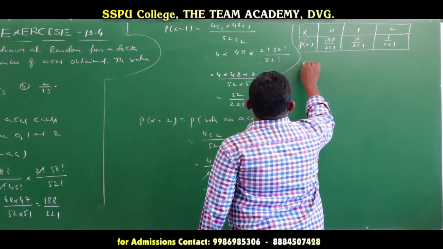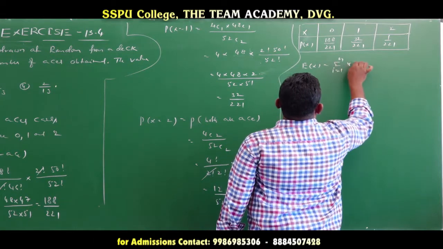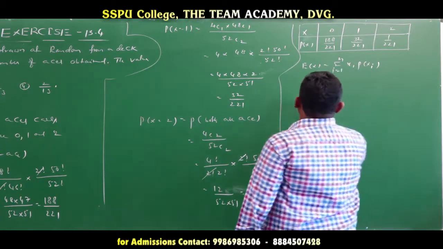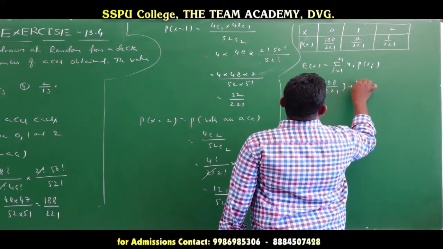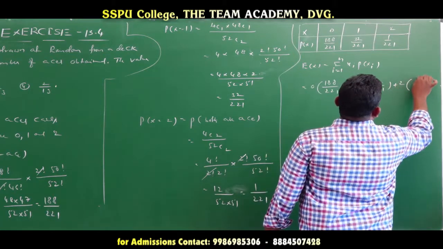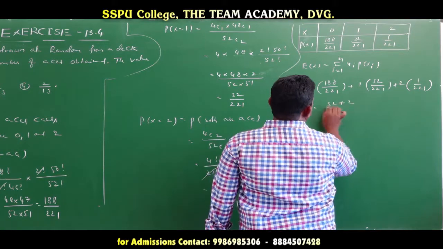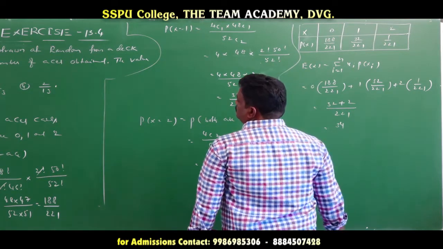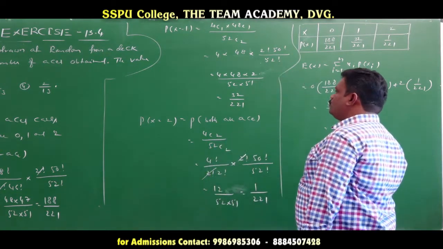Then expectation of x is equal to sigma i is equal to 1 to n, xi into probability of xi. Now if you multiply these values, first 0 into 188 by 221 plus 1 into 32 by 221 plus 2 into 1 by 221, that is equal to 0 plus 32 plus 2 by 221, that is equal to 34 by, this value how much? 34 by 221.